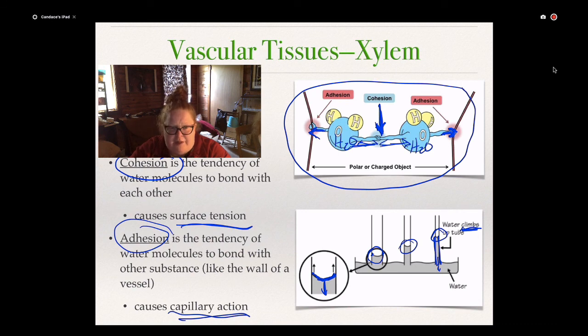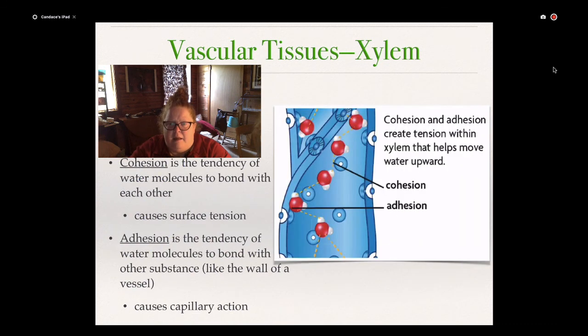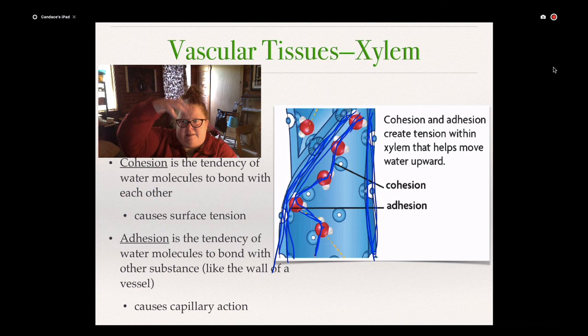So those are the properties of water that are going to assist in this. And you can actually see that. This is that cross section of the xylem. We see these water molecules forming a chain where they're attracted to other water molecules as well as to the side of the vascular tissue. And so it helps to create this tension, and that helps to move the water upward.